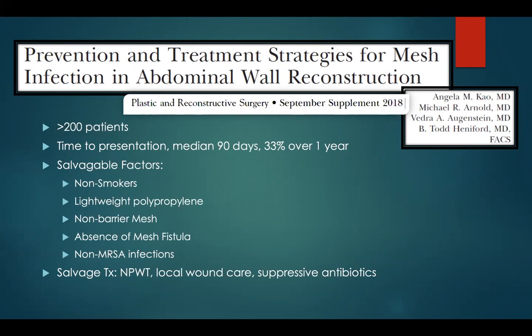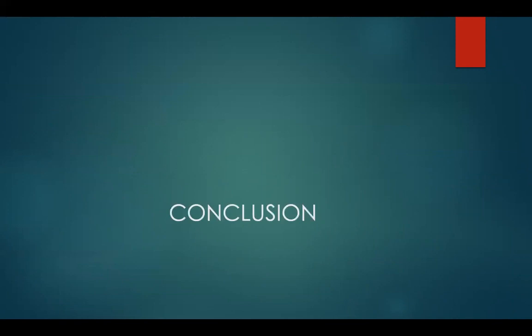MRSA infections were more likely to need removal, meaning if it was a non-MRSA, it was worth trying to salvage in consideration of these other factors as mentioned. So salvage treatment, again, negative pressure wound therapy, local wound care, and in some cases, chronic long-term suppressive antibiotics. But it does then put it into the patient's choice.